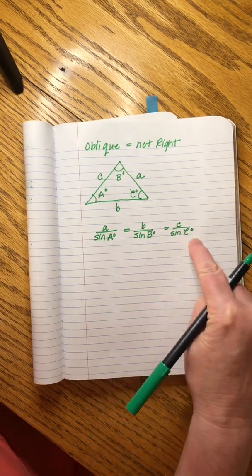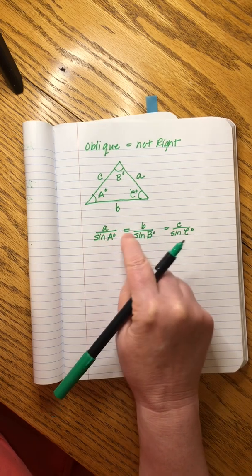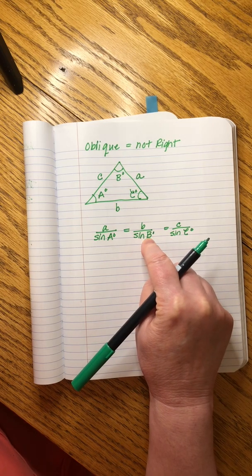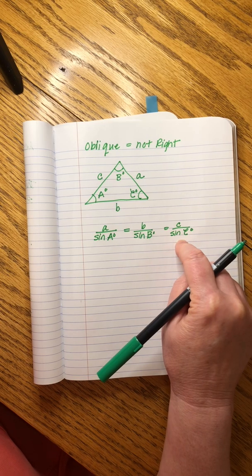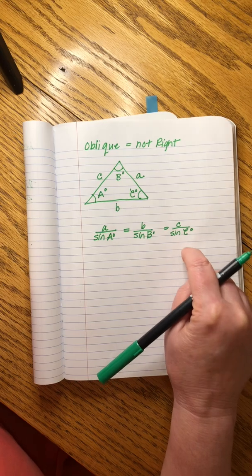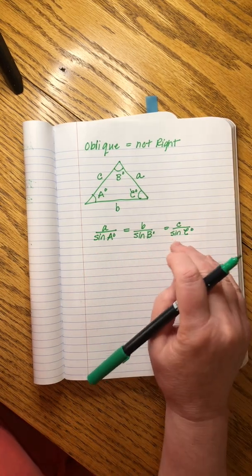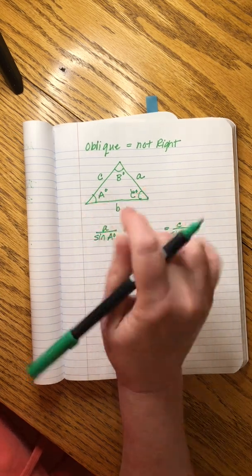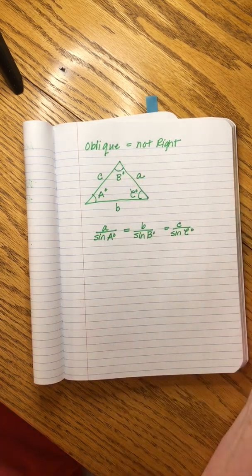The side over its matching angle equals another side over its matching angle equals the third side over its matching angle. So this is how we can use the trig functions, sine at least, we're just looking at sine right now. We can use trig functions even when we have an oblique triangle, a non-right triangle. It has no right angles in it.